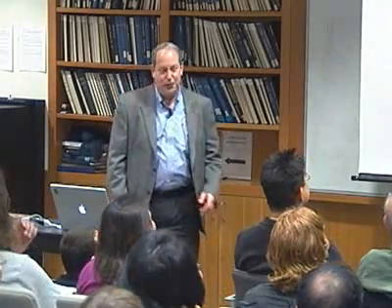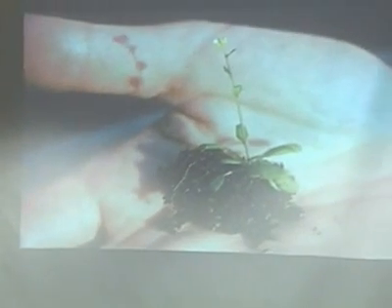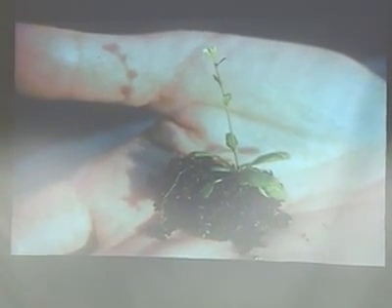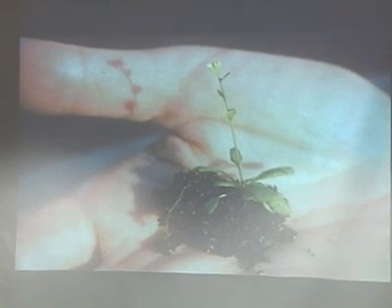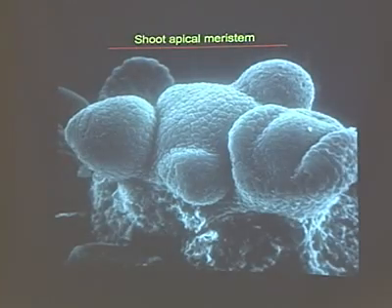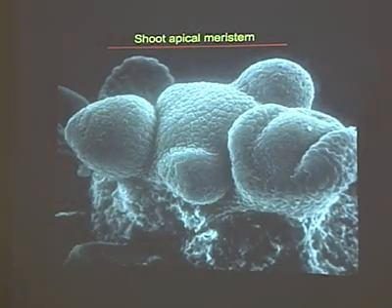So I've shown this before. Here's the Arabidopsis plant. And I'll be talking about the shoot apical meristem right at the tip of the growing stem, which exists in between those developing flowers right now. And there's a close-up that I showed yesterday of the shoot apical meristem.